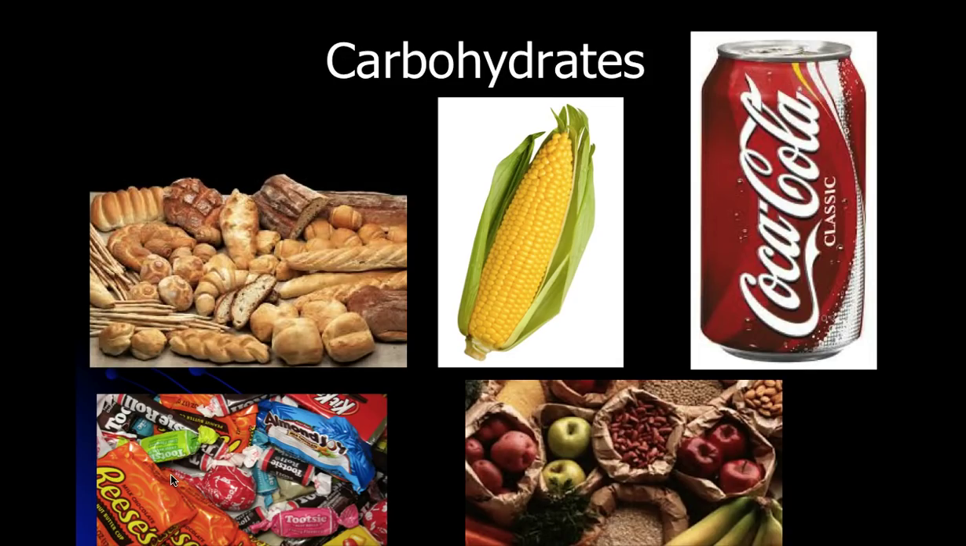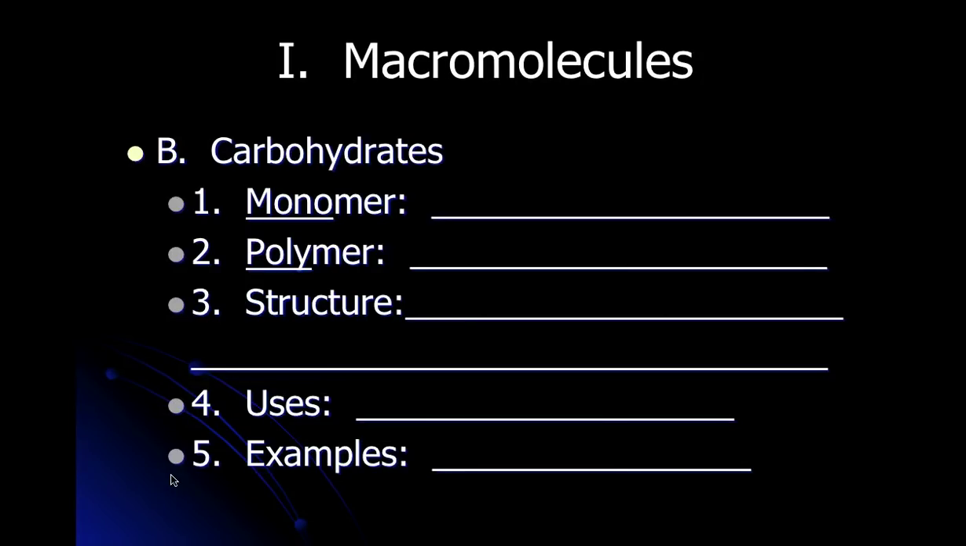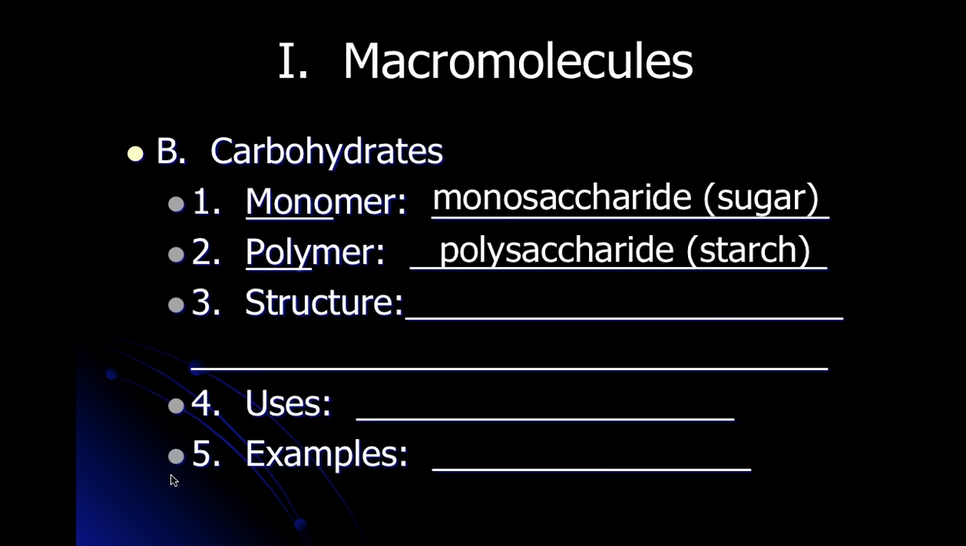So we're going to start with carbohydrates. We have different forms of carbohydrates, and you can find them in a variety of foods, such as breads, fruits, vegetables, and you can also find them in your candies and your soda. So what is a carbohydrate? The monomer, or the smallest unit of a carbohydrate, is called a monosaccharide. Saccharide means sugar, so a monosaccharide would be one sugar. But the polymer, or the long chain, is called a polysaccharide because it is made up of many sugars, and that would be an example of starch.